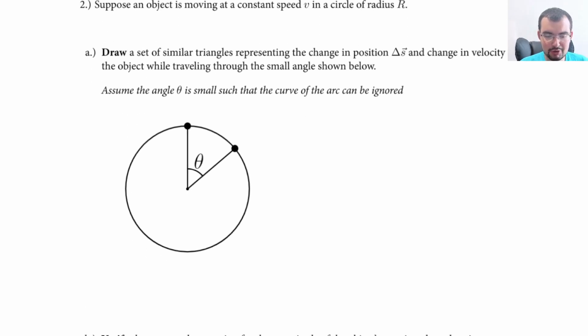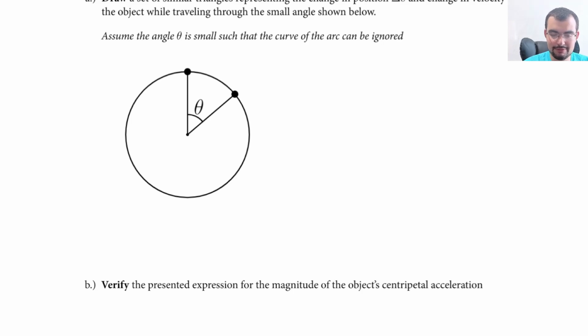So let's say an object moves at constant speed v in a circle of radius r. We want to draw similar triangles that represent the change in position, delta s, because I don't want to reuse r, and the change in velocity of the object while traveling through a small angle. We're going to assume small angles, which is where we're going to zoom in, because we want the acceleration at a point. This just exaggerates the picture.